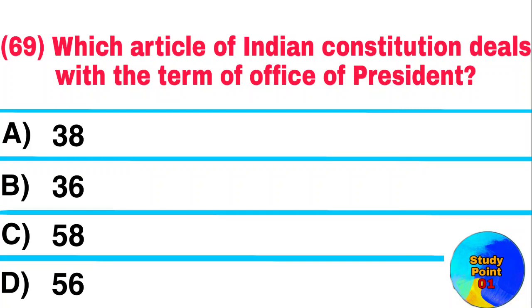Question. Which article of the Indian Constitution deals with the term of office of the President? A. 38. B. 36. C. 58. D. 56. Answer. 56.